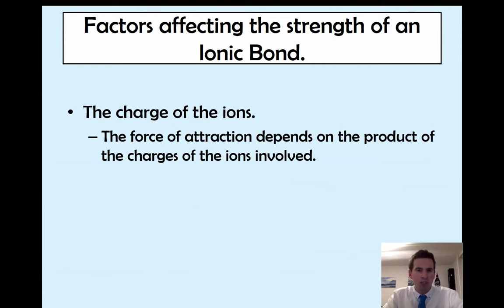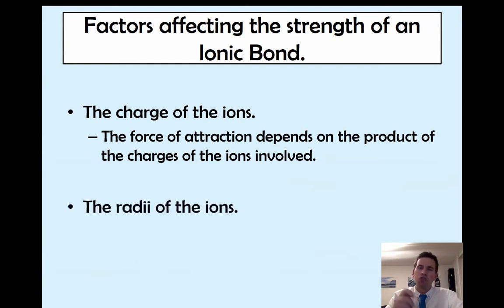With magnesium oxide, magnesium has a 2 plus charge, oxygen has a 2 minus. You would multiply them together, okay, to get 4, minus 4. Therefore, solely based on this information, the ionic bond is 4 times as strong for magnesium oxide than it is for sodium chloride. It's not quite so simple as that.